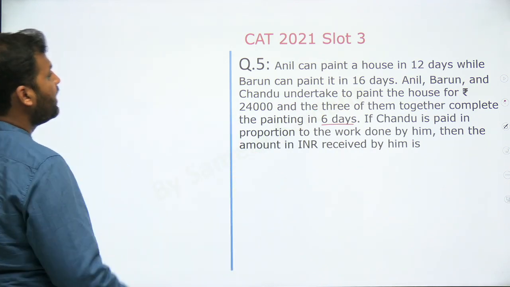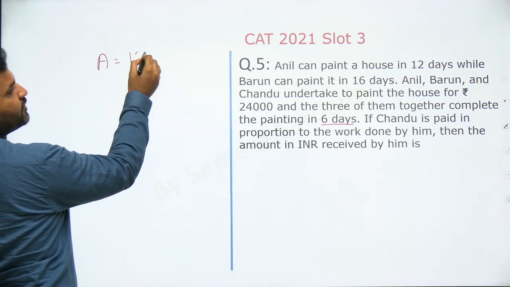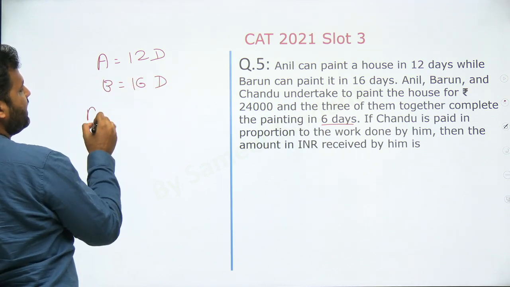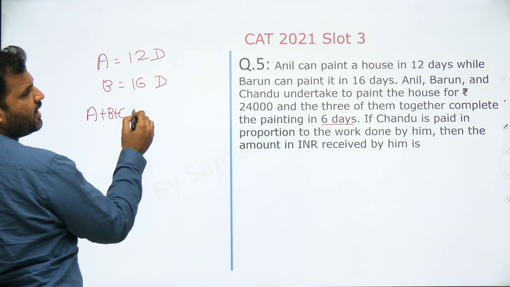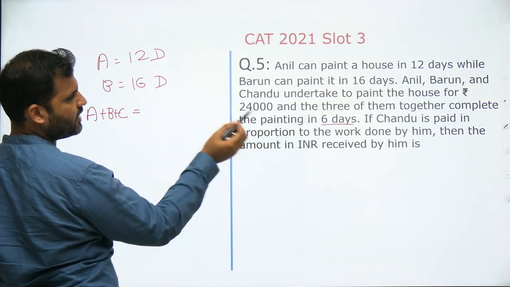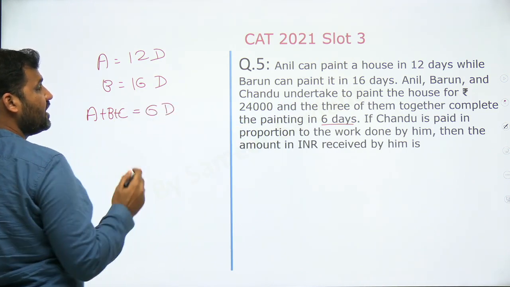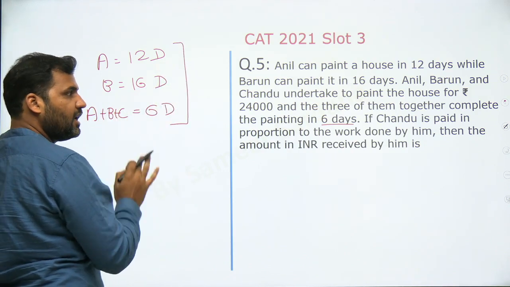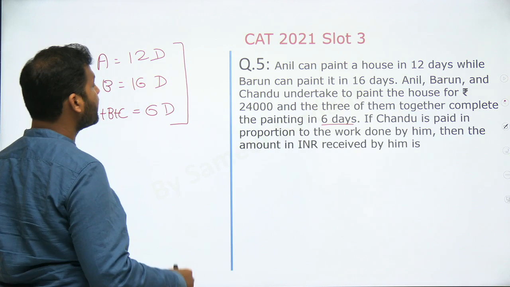कुछ नहीं करना है. Anil is painting the house in 12 days. Barun can paint the house in 16 days. Anil, Barun and Chandu can paint the house for 24,000 and all of them are together doing the work in 6 days. इतना basic question है time and work का that you can do it only after attending the one session of time and work.